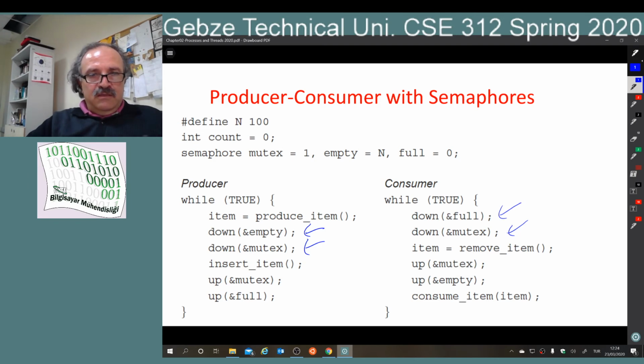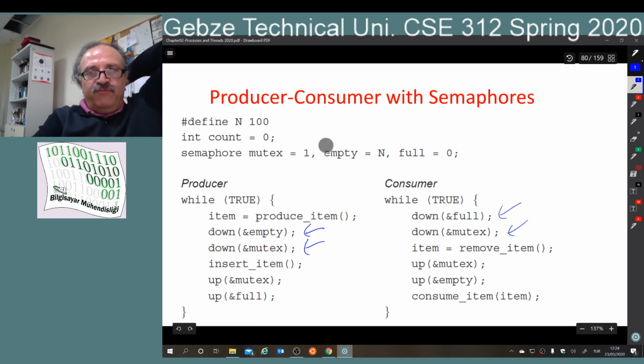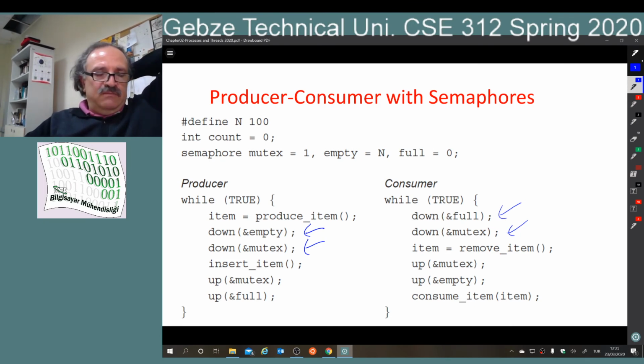Okay. So why do I need empty and full? I need them to take care of the buffer. If I have empty space and full space and so on, I am using semaphores to get help from the operating system. So empty and full are for that. Mutex is for entering the critical region.